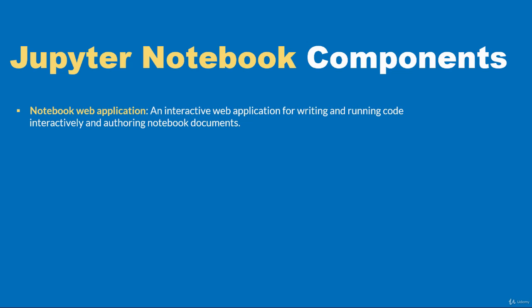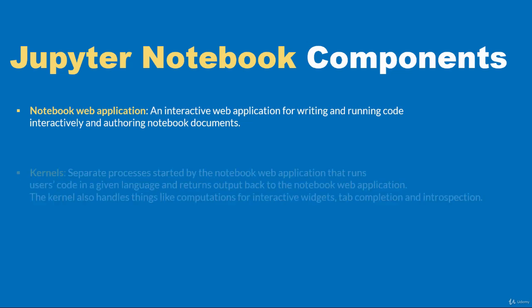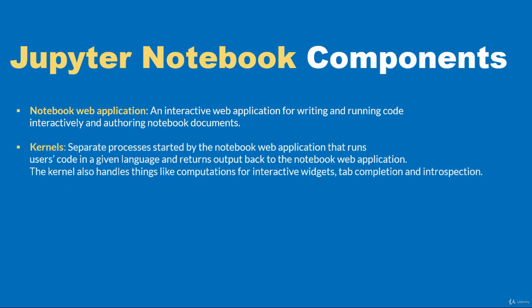The second Jupyter Notebook component is called the kernels. The kernels basically are separate processes started by the notebook web application, and it usually runs the user's code, and it runs in a given language. The default language is Python, but it can run in other languages. And what it does, it returns the output from the notebook web application back to the notebook web application.